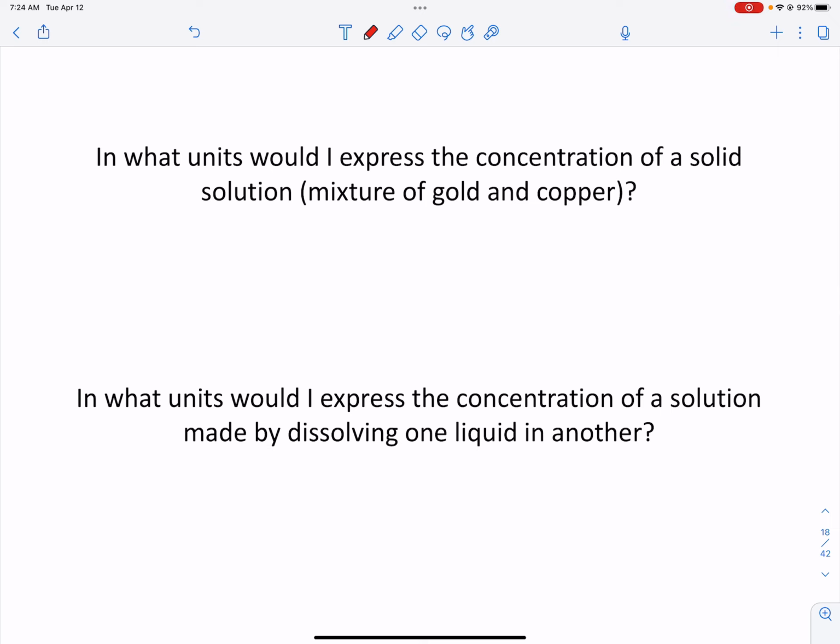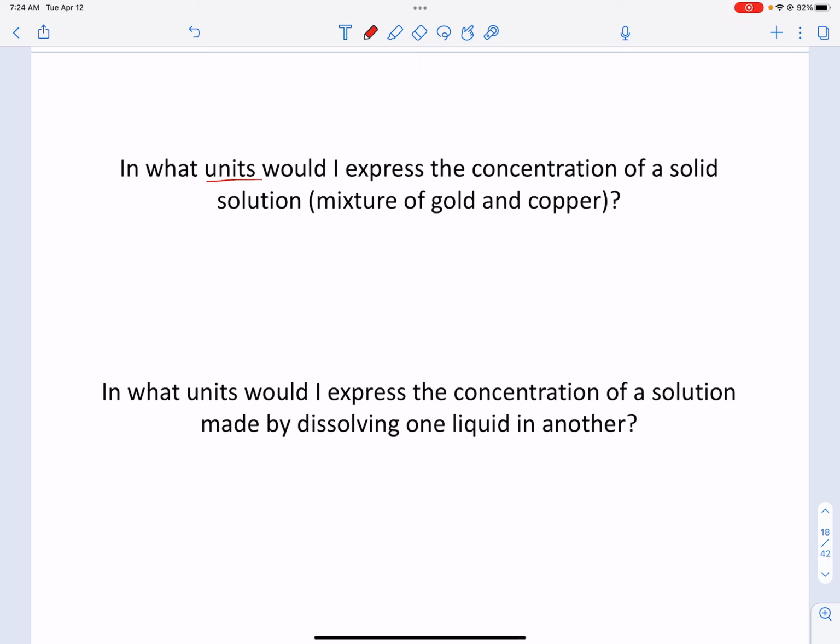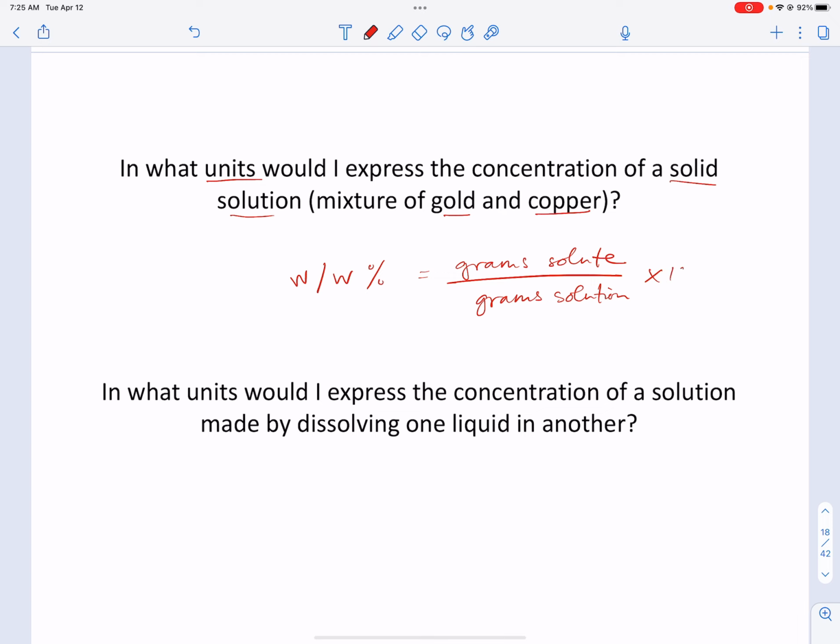This slide hits on what I was saying on the first slide, that not all solutions are a solid dissolved in a liquid. What units would we use to express the concentration of a solid solution, meaning a solid mixed into another solid? This would be a weight per weight percent, not a weight per volume percent, and that would be grams of solute over grams of solution times 100.